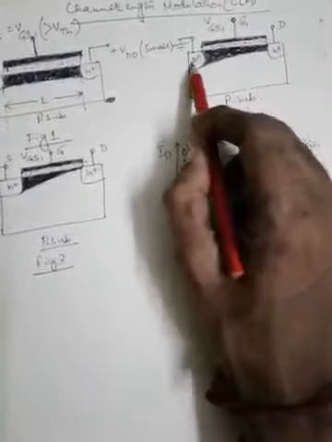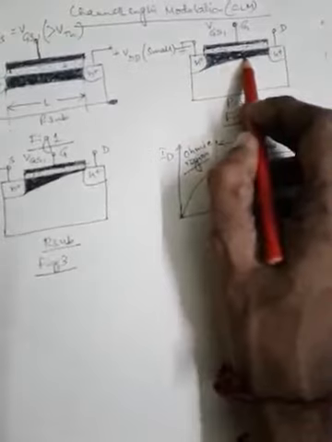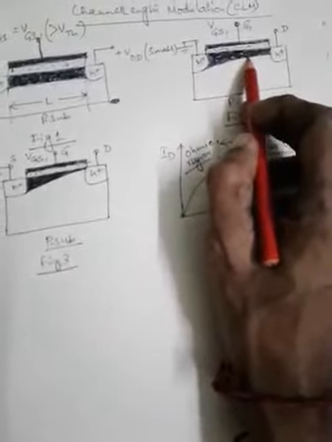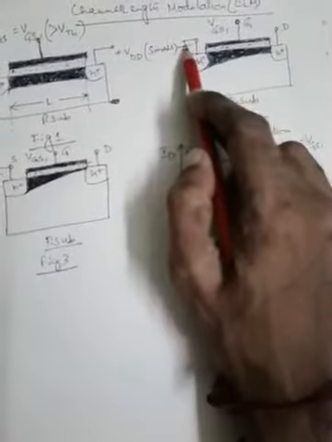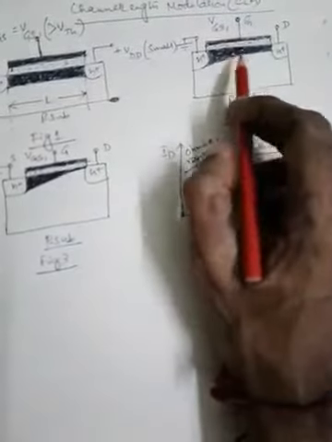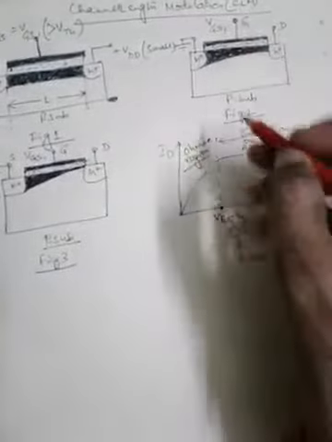So more and more electrons are moving from source to drain, more and more potential drop will be appearing across the channel, and that potential drop or the voltage will be added to the voltage applied between drain to source, and so that will increase the depletion layer.